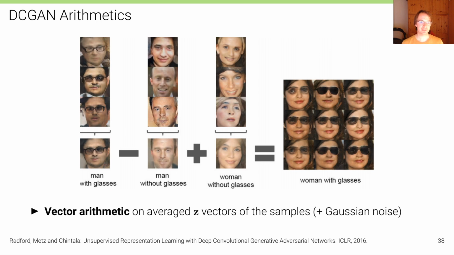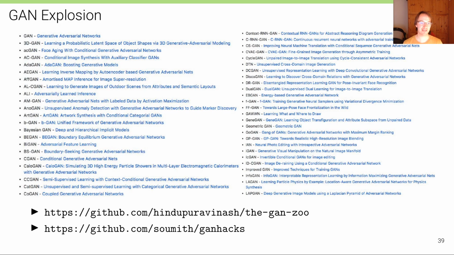What they also showed in that paper is that you can do simple vector arithmetic. What they did is they took average Z vectors of samples of men with glasses that they have annotated, and subtracted the average vector of men without glasses, and added the average vector of women without glasses, and then added a little bit of Gaussian noise to the resulting latent vector, and they obtained results like this. They can take a man with glasses and remove the man without the glasses, and then add a woman without glasses, and you get women with glasses. So there's something semantically meaningful that has been learned.